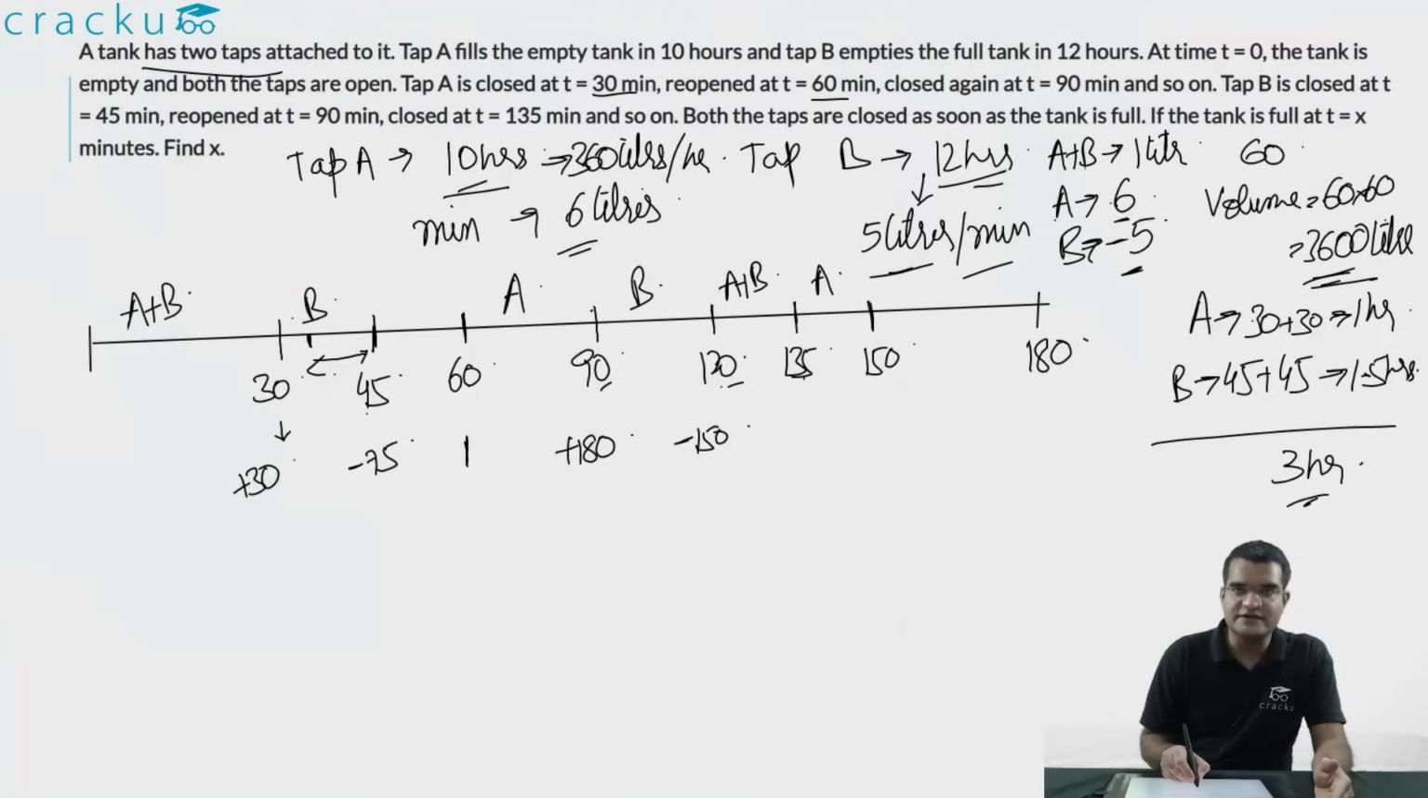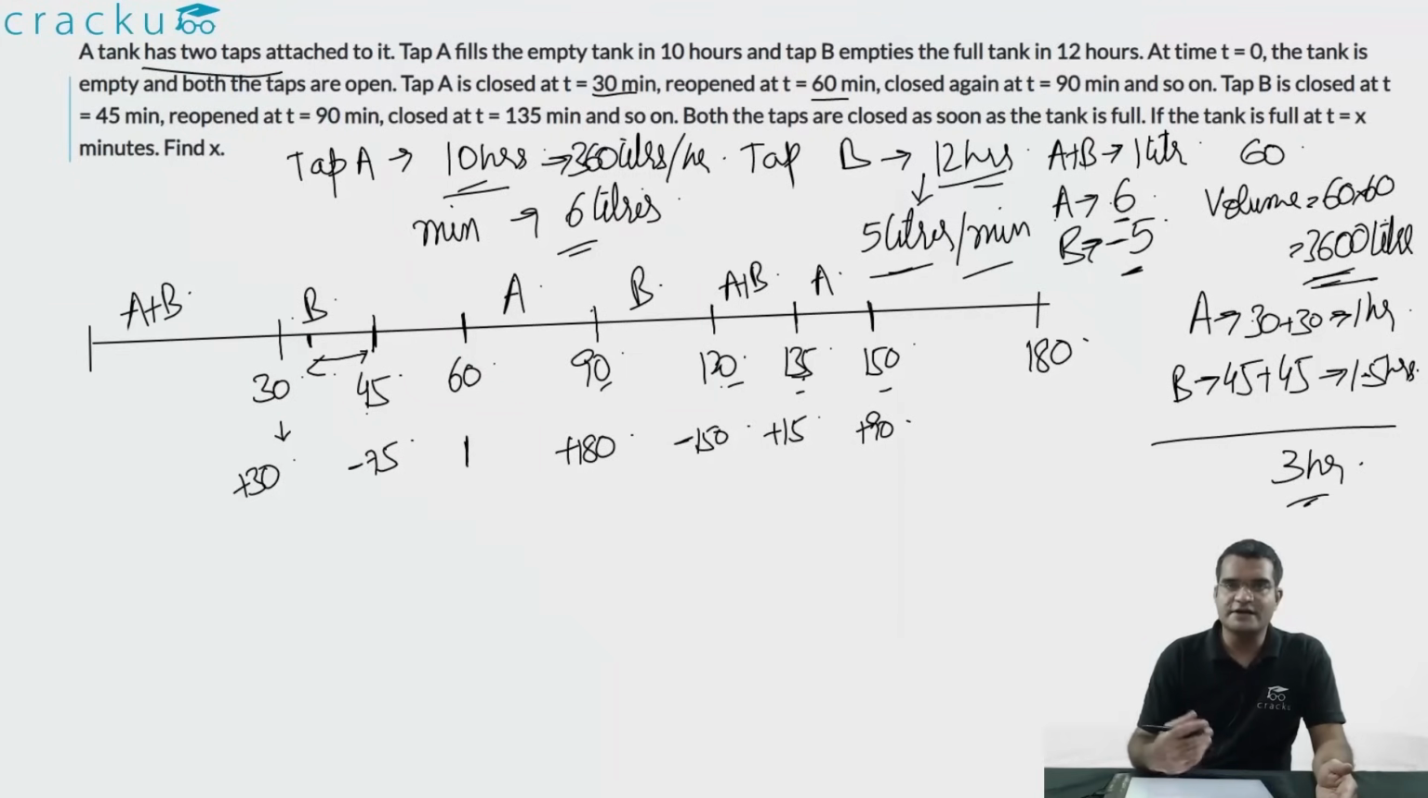From 120 to 135, that is for 15 minutes, both the taps are open, so they will only fill 1 liter per minute, or in 15 minutes they will fill 15 liters. From 135 to 150, that is for 15 minutes, only A is open, so in those 15 minutes it is going to fill in plus 90 liters.